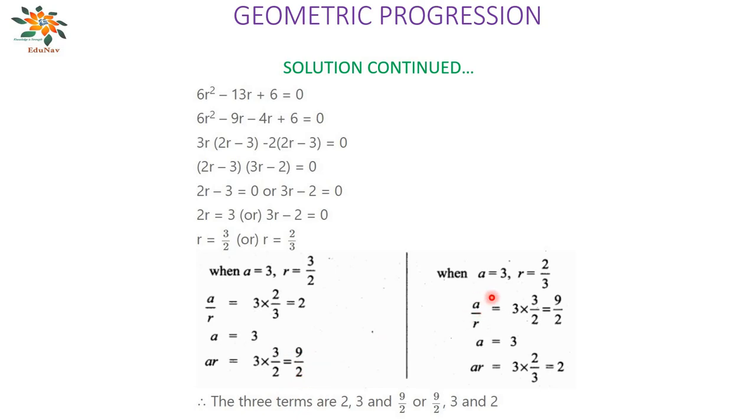Whereas when we take the value of r to be 2/3 and a equal to 3, we have the next set of values a/r, a and ar, which correspondingly gives 9/2, 3 and 2. Therefore the three terms now will be 9/2, 3 and 2. Therefore the required three terms of the GP will be 2, 3 and 9/2 or 9/2, 3 and 2. Thank you students.